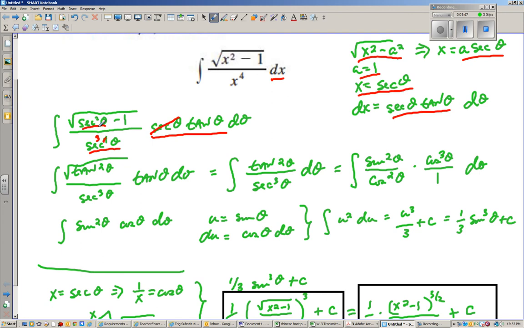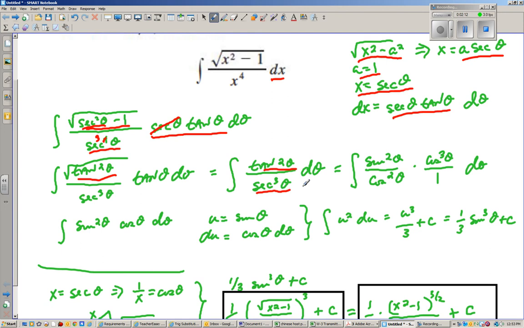Upstairs, I note that secant squared minus 1 is tangent squared. So now I have the square root of tangent squared. I've got a tangent remaining. I've got a sec cubed downstairs. So that's going to give me a tangent squared. Didn't write that too neatly. Tangent squared up top, a secant cubed downstairs.